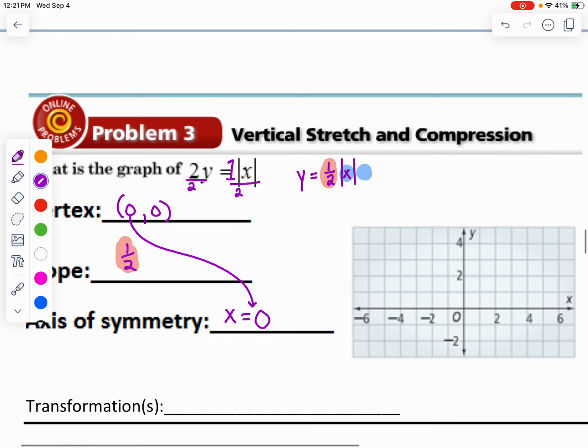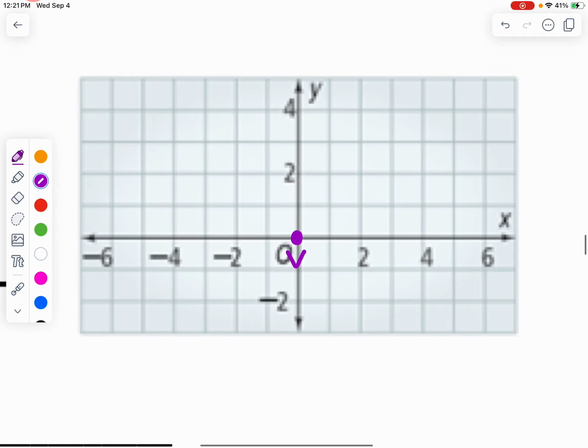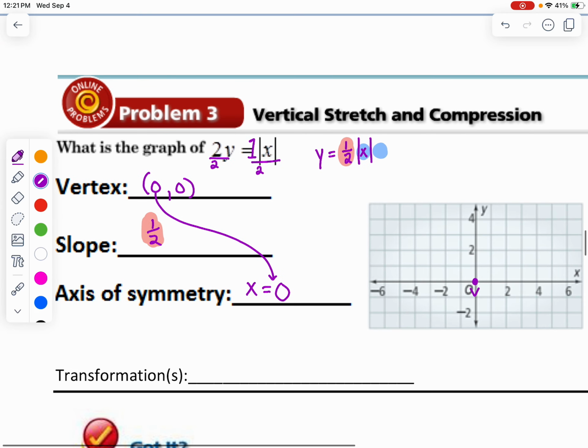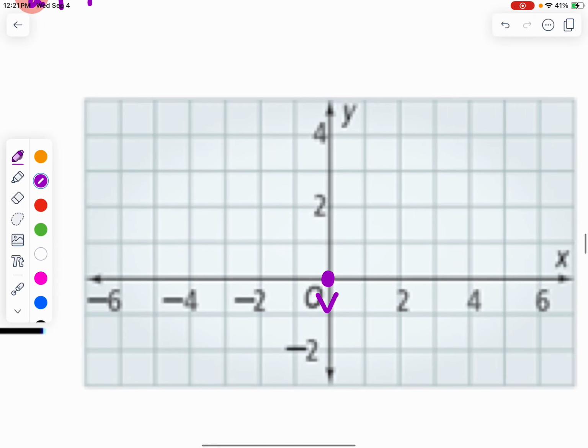Now watch how we're going to graph this thing. First, we plot our vertex at 0, 0. I like to label it with a V. That way I know that right there, that's when it's going to start taking its shape. From your vertex, I will rise 1 and I will run 2. Rise 1, run 2. Do that a few times.